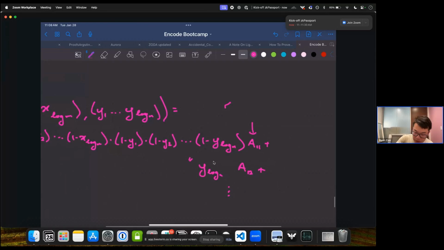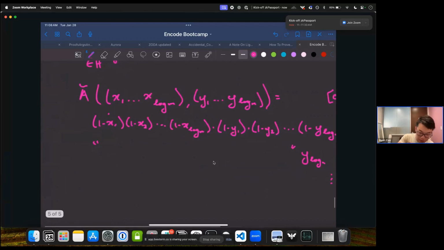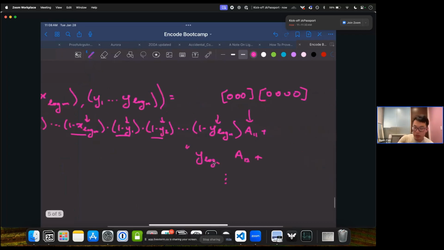Well, the row is just going to be 0, 0, 0, and the column is going to be also 0, 0, 0, 0. So if all of our variables are 0, then if we plug in 0 here, plug in 0 here, plug in 0 here, and so on and so forth, all of these values will become 1. And once all these values become 1, the only term that survives is the A11 term at the end.